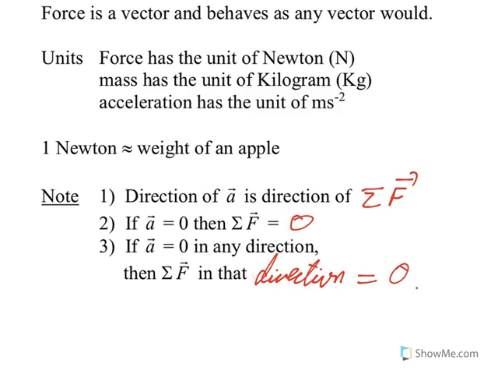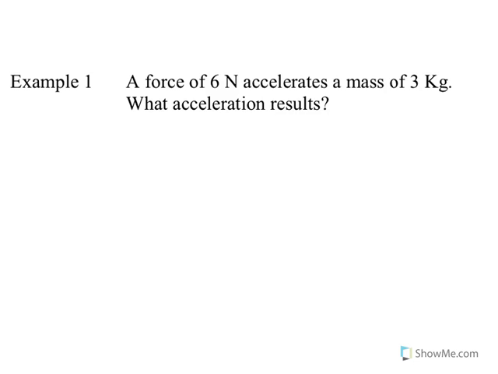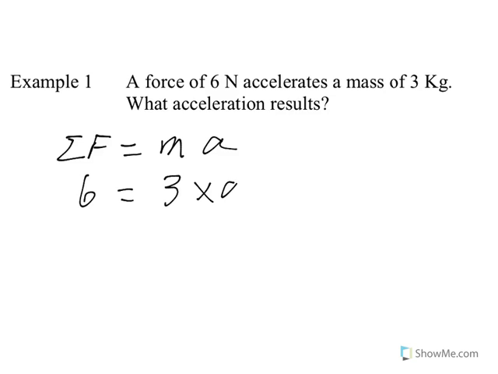Right, so let's have a look at some examples. The first one's very simple and straightforward. We haven't got any directions here that we need to worry about. So we just use, again, the sum of the forces is mass times acceleration. That's Newton's law. We only have one force of 6 Newton. 3 times the acceleration, so the acceleration, divide both sides by 3, is 2 metres per second squared.